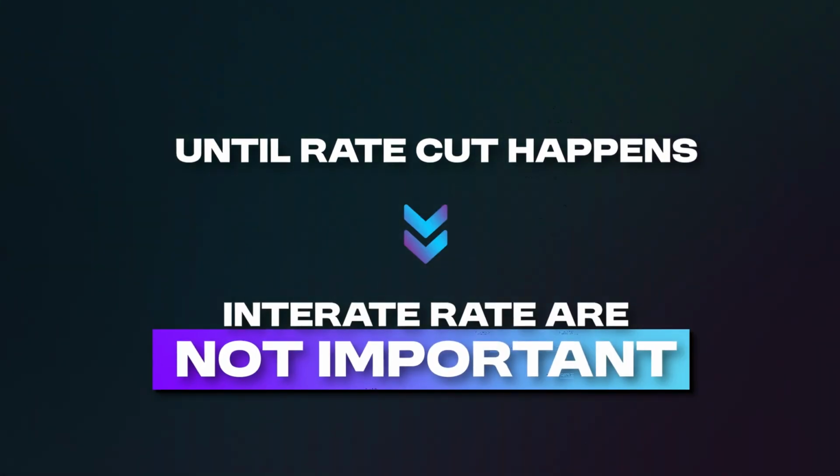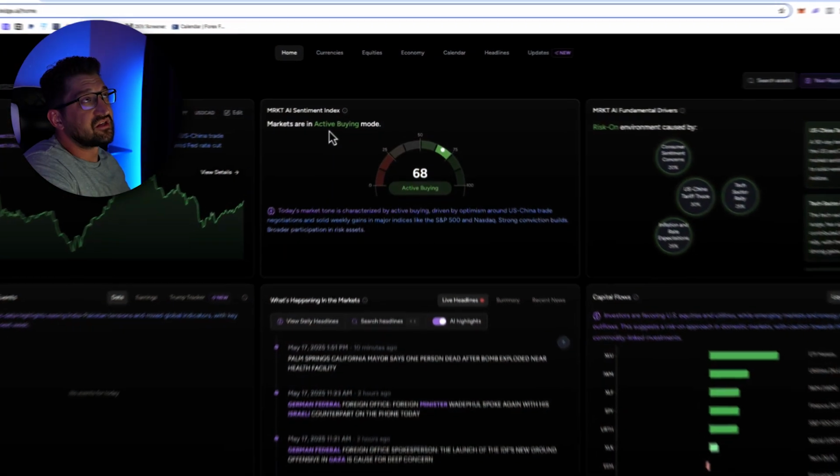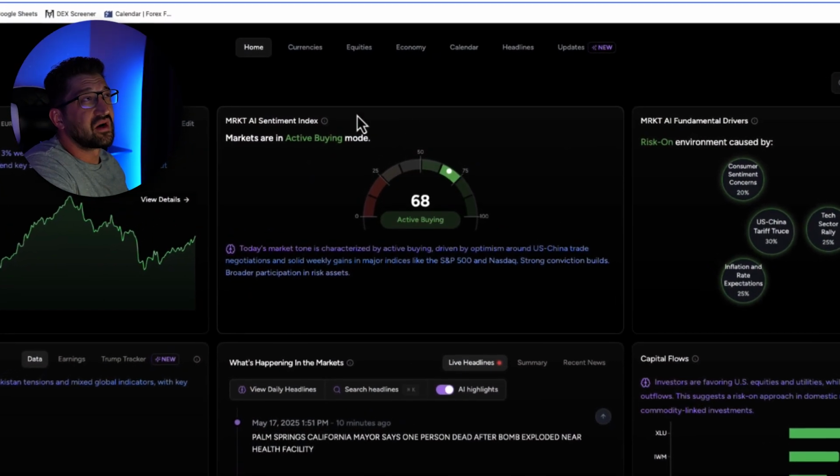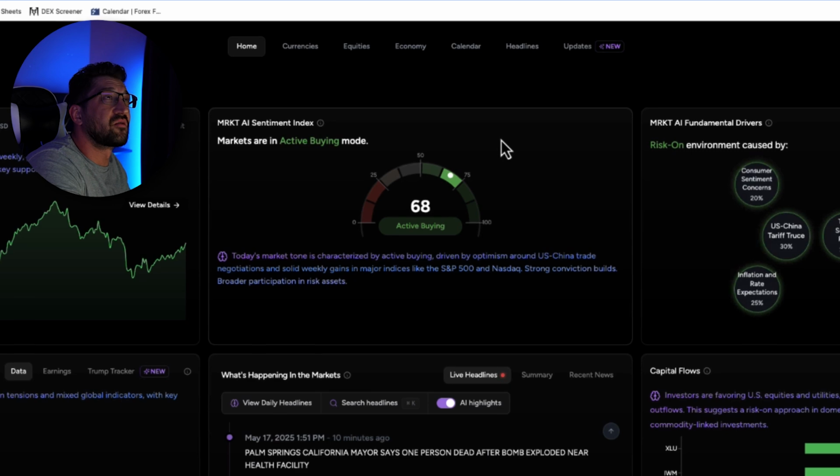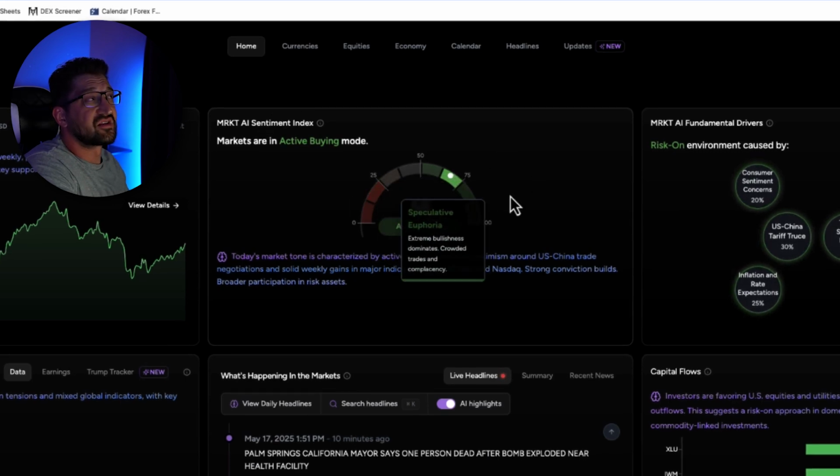So we have inflation and we have jobs. Inflation's coming down and unemployment's going up. We're getting closer to a rate cut. Until that rate cut actually happens, the interest rates themselves aren't that important. So what does that mean for us? That means we have to look at the market sentiment. What kind of sentiment scenario are we on right now? We're currently in a risk-on scenario.